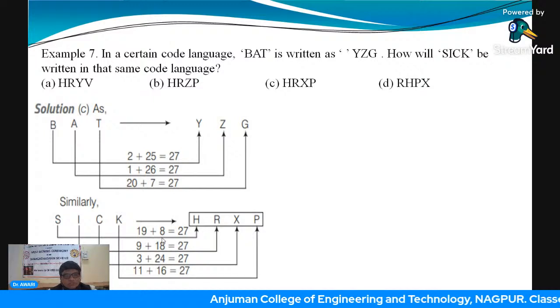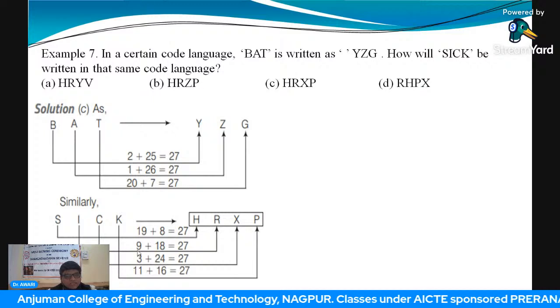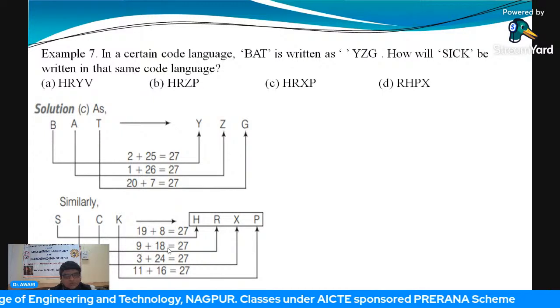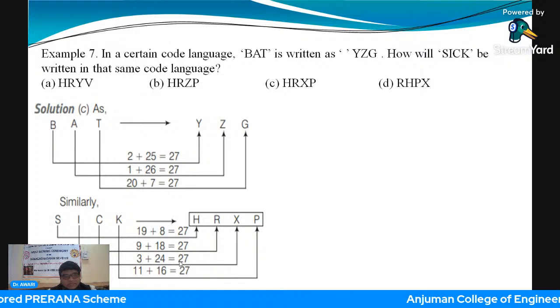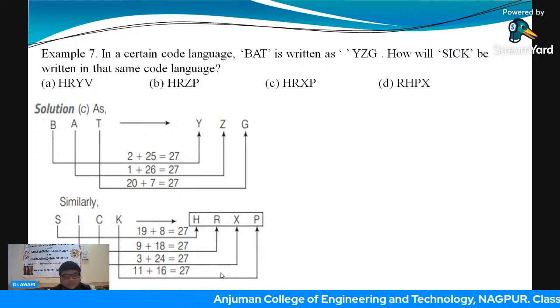तो आठवां पोजीशन वाला कौन सा है? H. उसमें ऐड किया तो 27 आ जाएगा. Then I position is 9. So 18th position हमें चाहिए. R is 27. Then third position is C. Then 24th position of the alphabet is X. That is 27 is maintained. Then K is 11. Then 16th position of the alphabet is P, is equal to 27.